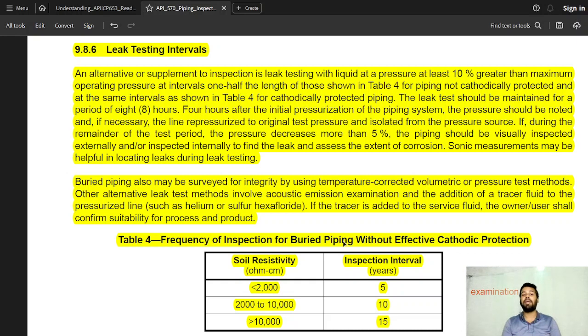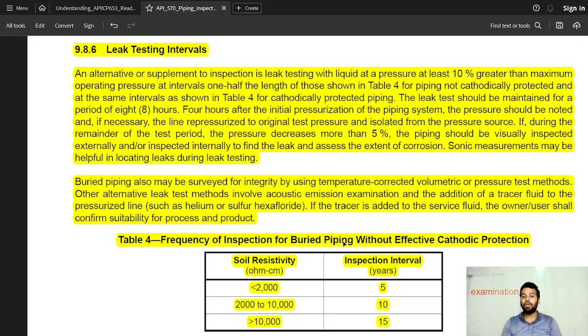Sonic measurements may be helpful in locating leaks during the leak testing. Sonic measurement is measurement of sound, acoustic emission. Buried piping also may be surveyed for integrity by using the temperature corrected volumetric or pressure test methods. Other alternative leak test methods involve acoustic emission examination and addition of tracer fluids to the pressurized fluid. Tracer fluids are generally halogen tracers or refrigerant tracers.